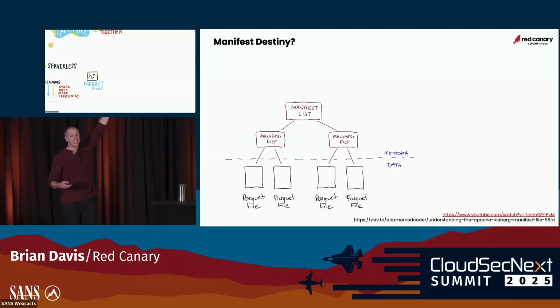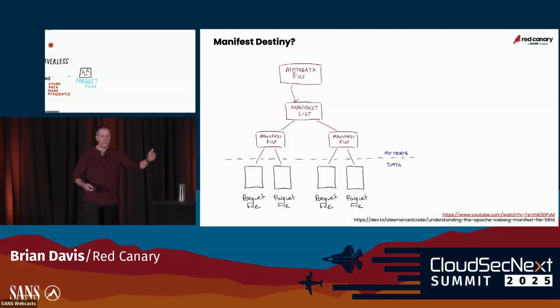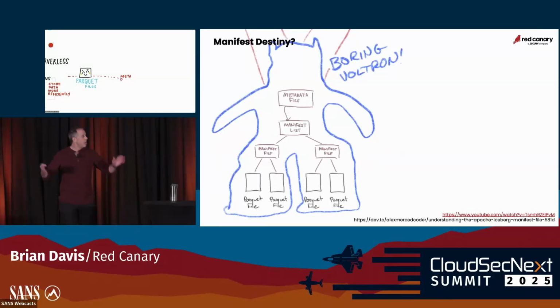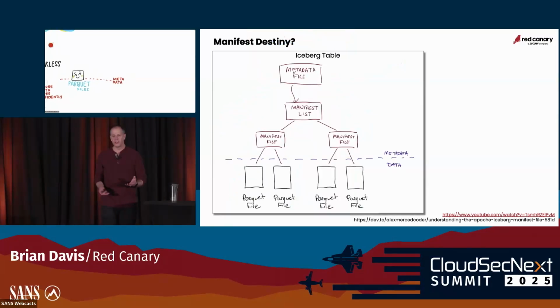You can see this room on the chart. I can go up. Guess what's coming next? More metadata, a metadata file to keep track of your manifest list that goes to manifest files. This is all insane. When you combine all this together, what do you get? Boring Voltron. No, you don't get boring Voltron. You get something called an iceberg table.